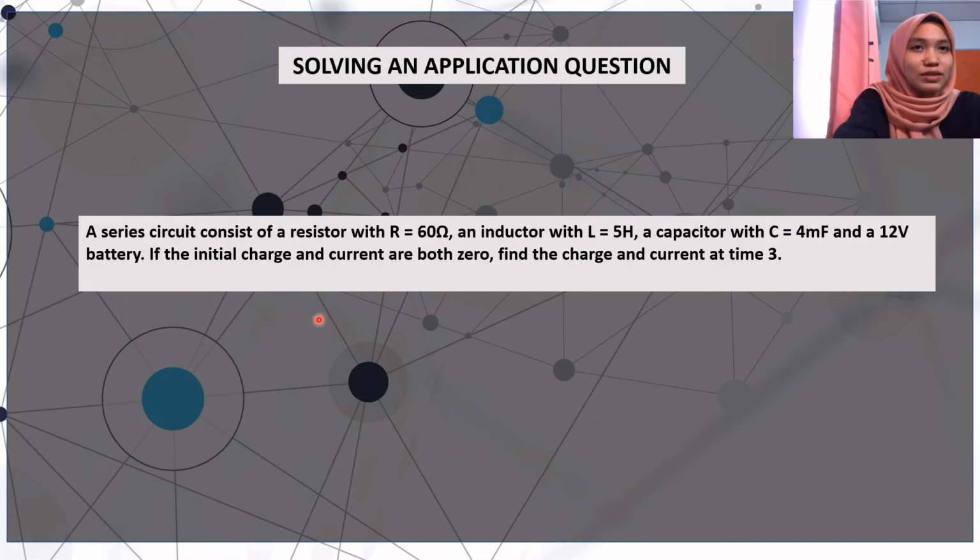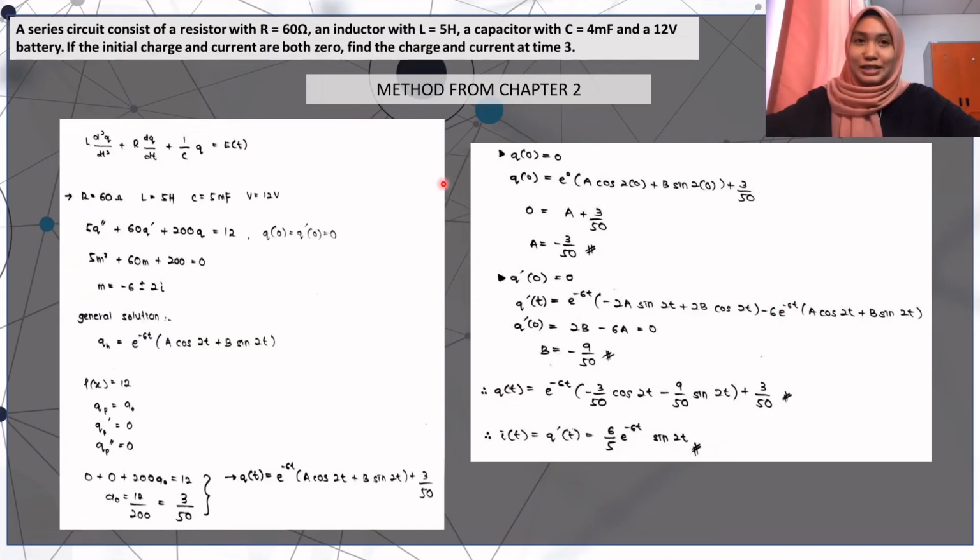The question given is a series circuit consists of a resistor with resistance 60 ohm, inductor 5 Henry, capacitance 4 millifarad, and 12 volt battery. If the initial charge and current are both zero, find the charge and current at time t. Here is the solution.